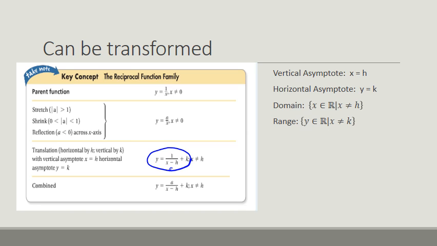Right. So I have my vertical asymptote is always going to be x equals whatever our h value is. Our horizontal, y equals the k. And then our domain and range are affected as well. So its domain is all real numbers except for h. And the range is all real numbers except for k.